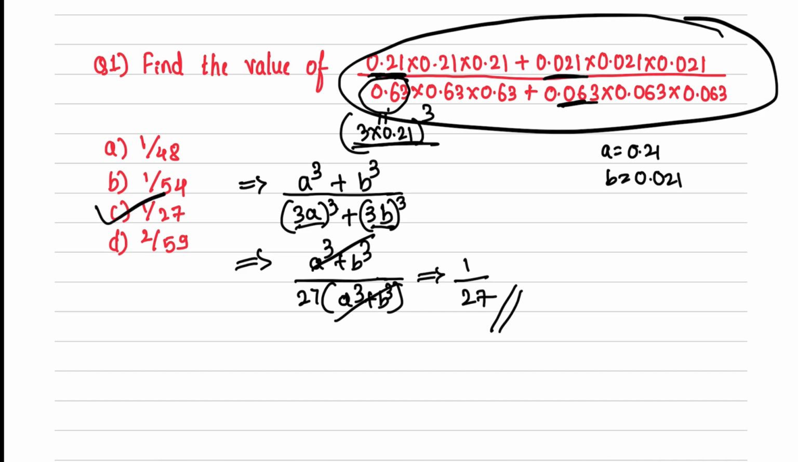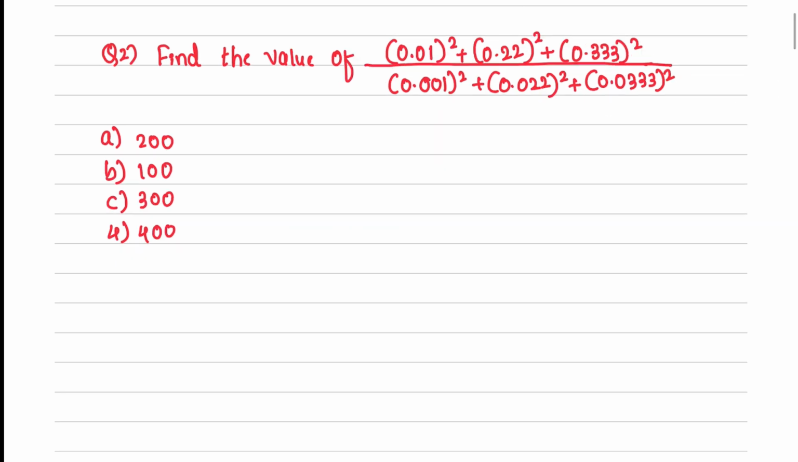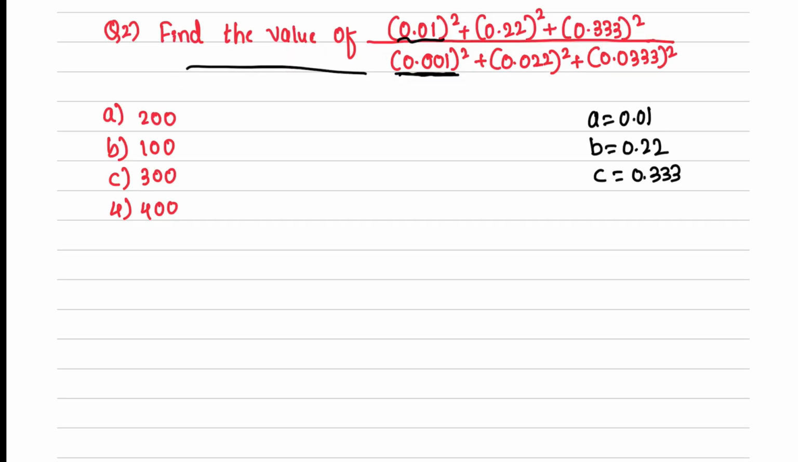So in every question you find the logic and the answer will be as easy as the basic ones. See the second question. Find the value of this. See, again this is the same kind of question but you have to find the logic. See here 0.01 whole square and here 0.001 whole square. Means take A as 0.01, B as 0.22, C as 0.333. Same as the previous question. And now if you write, it will be A square plus B square plus C square.